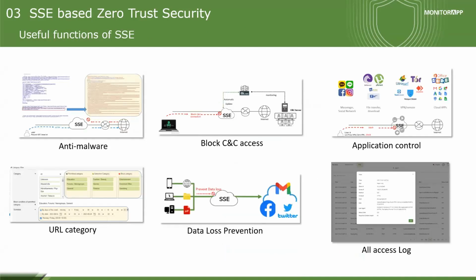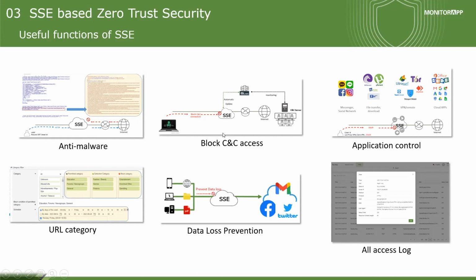So here are some examples of useful functions of SSE. The first is anti-malware or antivirus. When you try to access some website, if malicious code has been injected, the traffic will be downloaded through the SSE platform. Since the SSE platform can inspect all of the request as well as response traffic, if the response traffic contains malicious code, then it will be blocked automatically by the SSE.